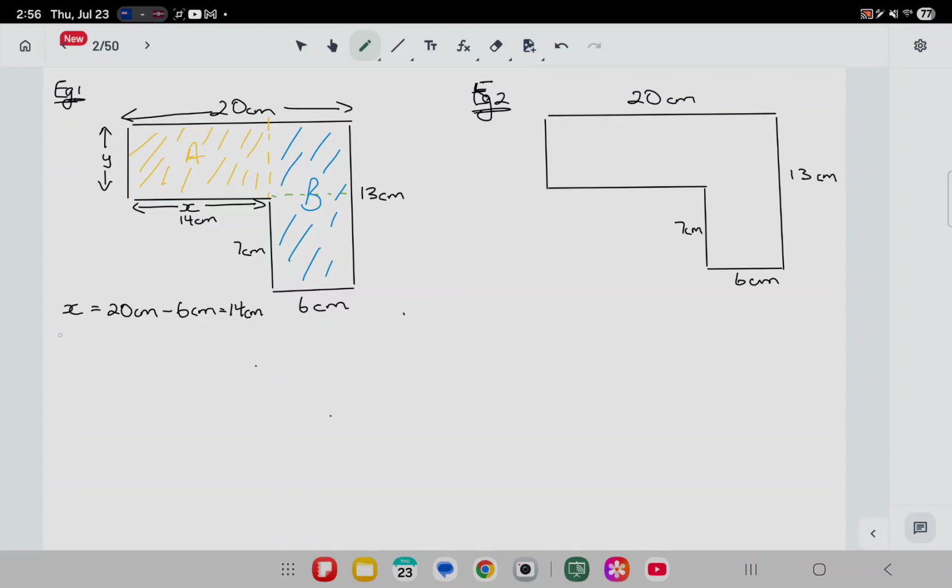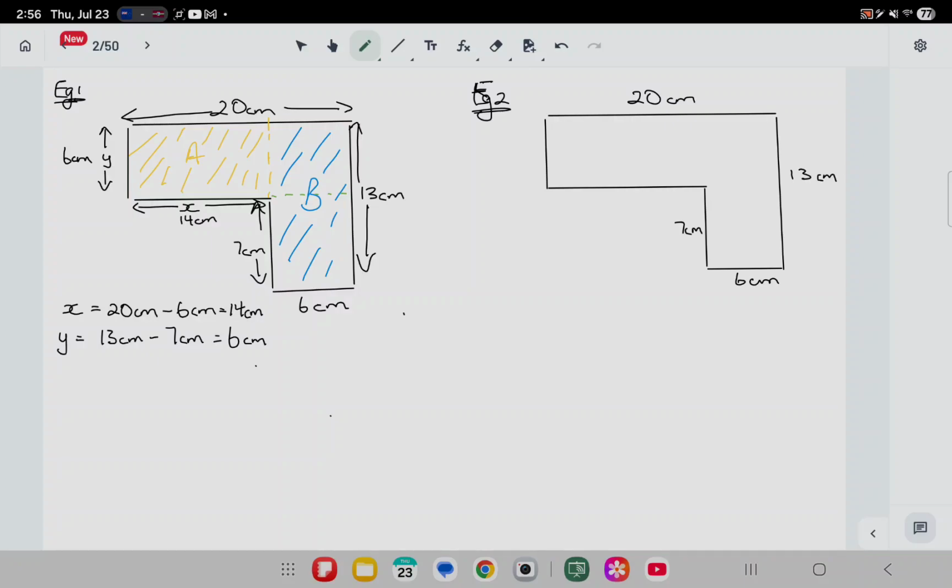Looking for y now, we know y is a vertical line. Since this is a vertical line, we only look at the vertical values, which are 7 and 13. We know this entire length here is 13, and this little piece here is 7. So when we add the 7 and the y, we're supposed to get 13. To find out what y is, it will be 13 take away the 7, and that will give us 6. So we know y is 6 centimeters.